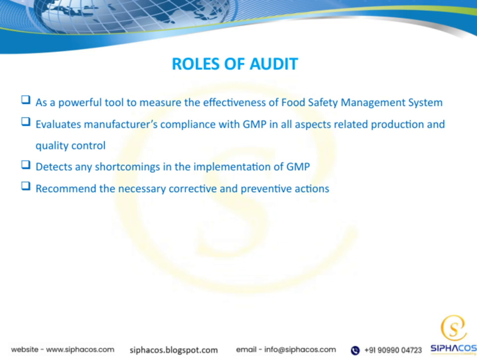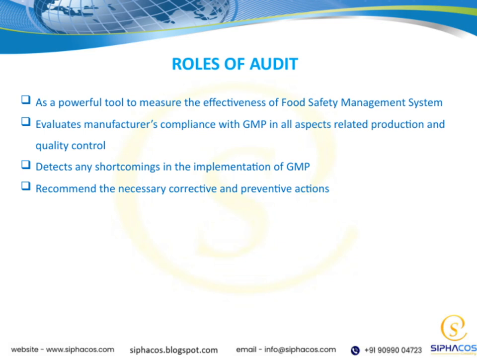Audits also play a crucial role in detecting any shortcomings in how GMP is implemented. If something isn't being done correctly, the audit will highlight it. This is essential because it allows us to address issues before they become bigger problems. Finally, audits don't just point out what's wrong, they also provide recommendations. Based on what's found, we can suggest the necessary corrective and preventive actions. This way, we can continually improve our processes and ensure the safety and quality of our food products.